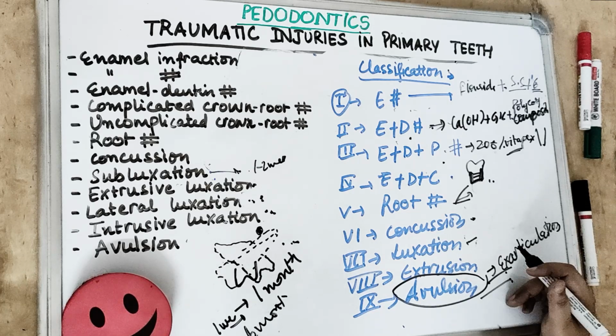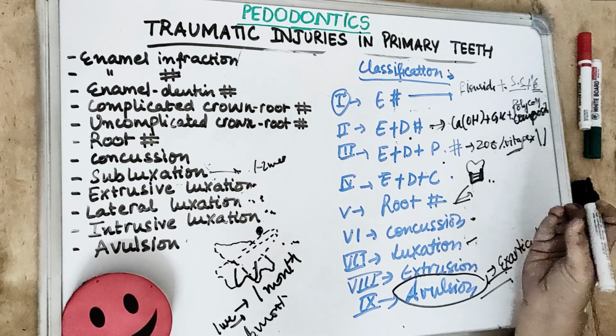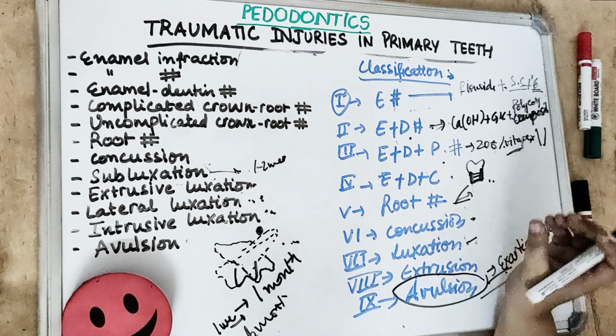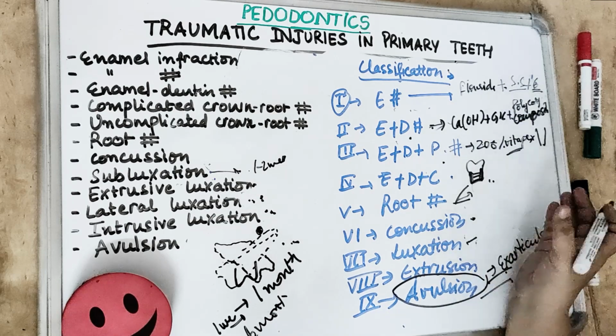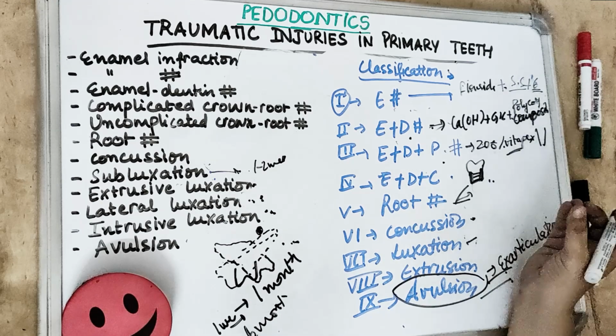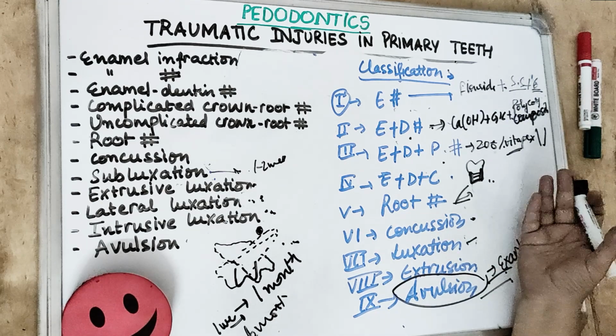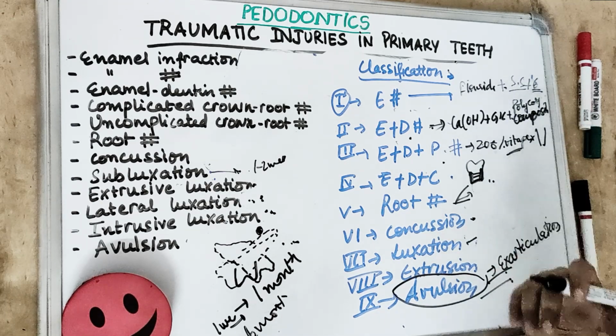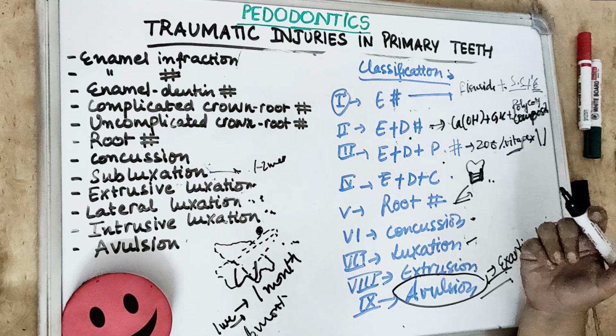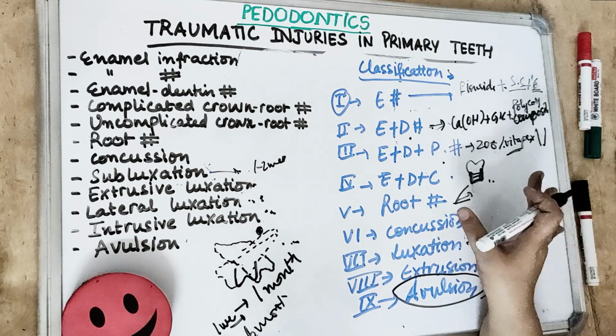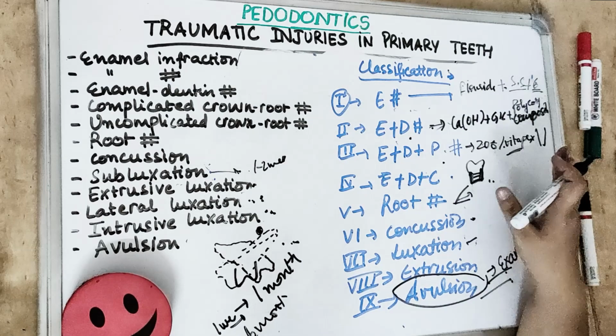A space maintainer actually is not necessary, because if we talk about the primary incisor, there is only minor drifting of the adjacent tooth. So the tooth doesn't drift so much, and there is not much requirement of a space maintainer. Eruption of the permanent teeth may be delayed for about a year. So this is about injuries in the primary teeth.